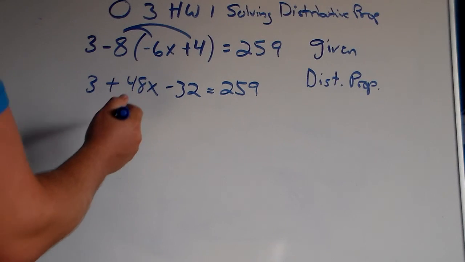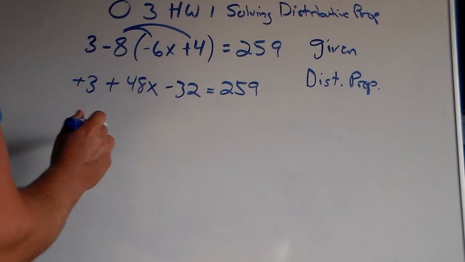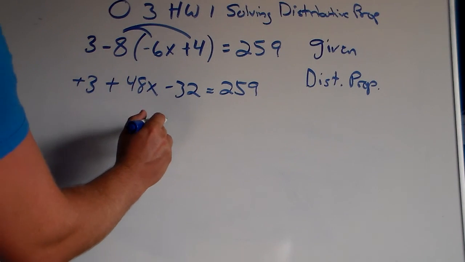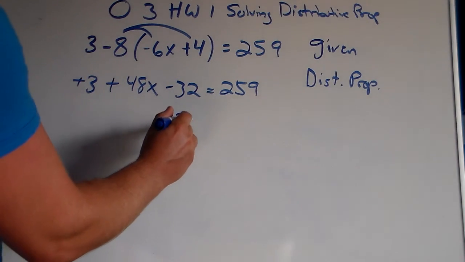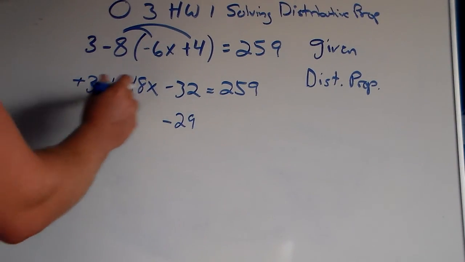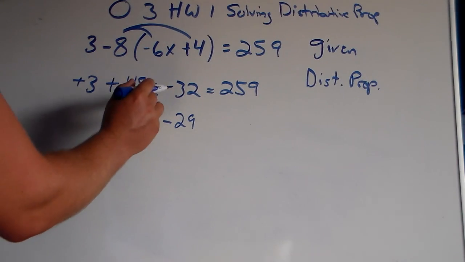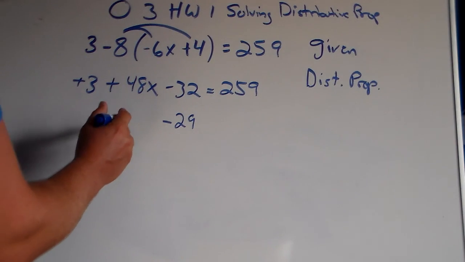Then we need to combine like terms. We have a positive 3 and a minus 32. So 3 minus 32 gets us negative 29. Because they're like terms, they're on the same side of that equal sign. So positive 3 minus 32 in the calculator gets us negative 29.